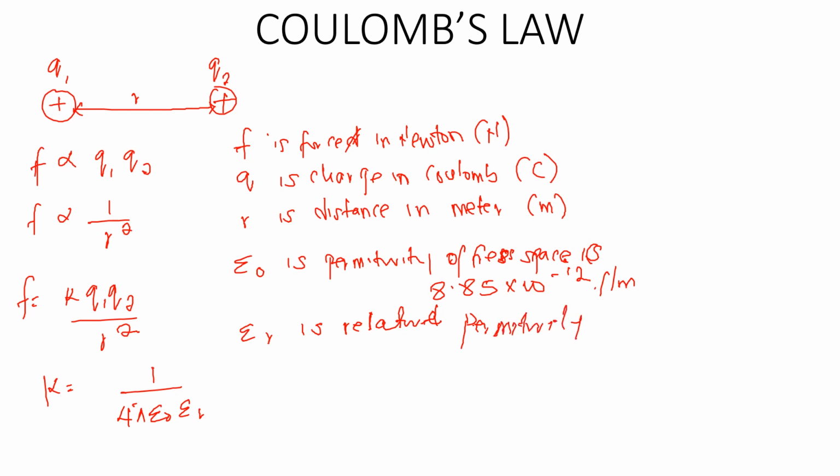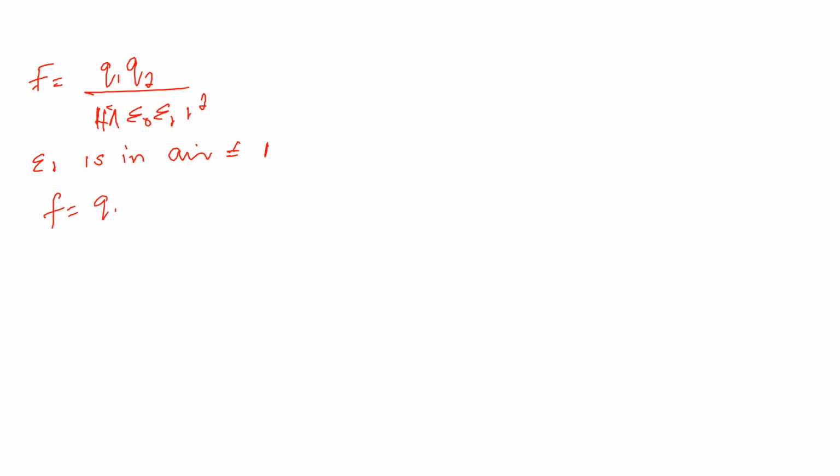Okay, so now I want to explain something. The relative permittivity depends on the medium. Here we assume that the medium is air, and the relative permittivity of air is 1. So F is equal to Q1 Q2 over 4 pi epsilon naught R squared, since epsilon R in air is 1.